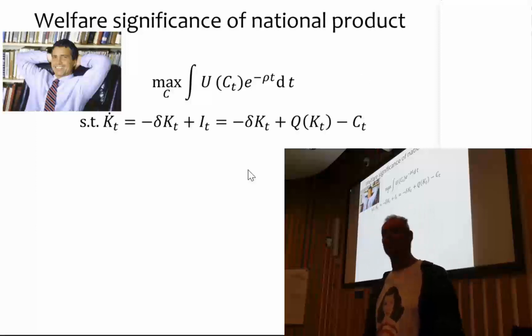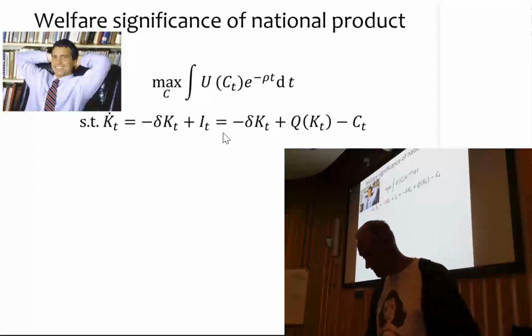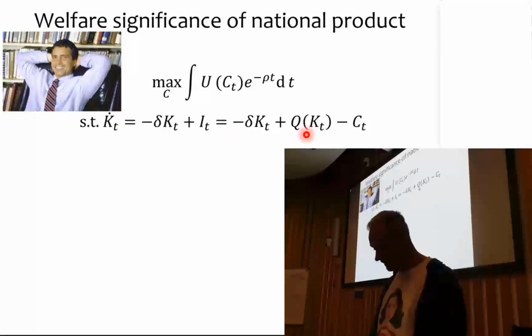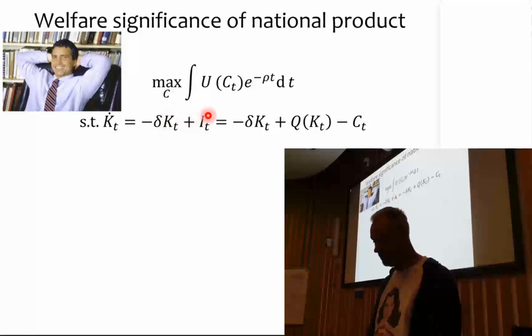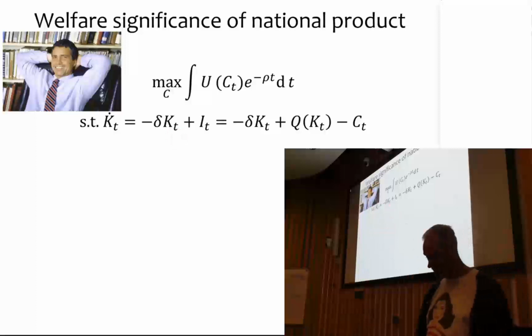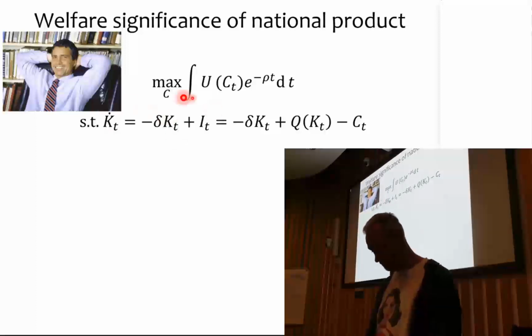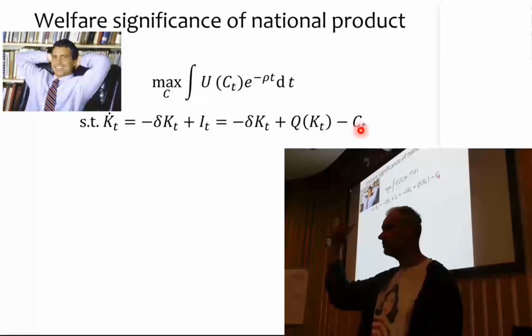And we do this maximization subject to this particular constraint, that our output Q is a function of our capital stock, and the K dot, the change in the capital stock, is investment minus depreciation, and depreciation is of course proportional to the initial capital stock. So this is our equation of motion, and then I substituted that investment is of course total output minus consumption, right? So I substituted that particular constraint in here.